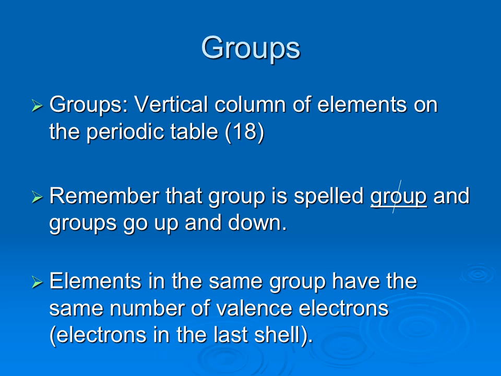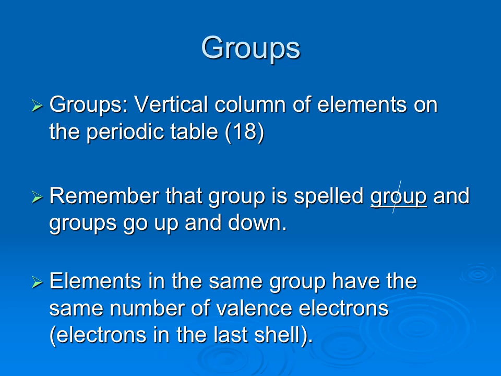Groups. My trick for remembering groups is the way that the word is spelled, G-R-O-U-P. So groups go up and down, and the word up is in the word group. Groups are vertical columns of elements on the periodic table. There are 18 groups. Remember that group is spelled G-R-O-U-P. So groups go up and down.